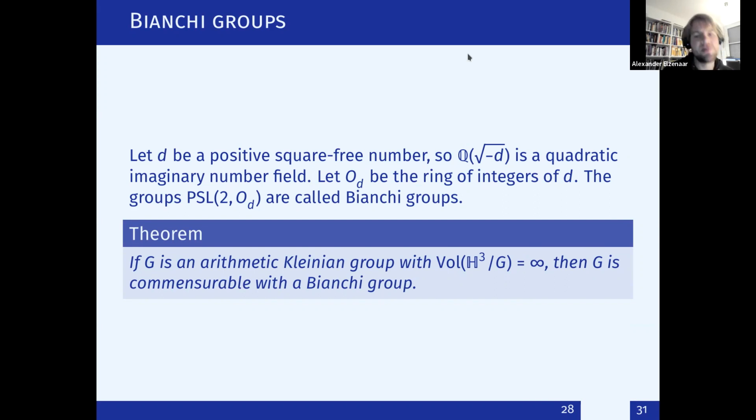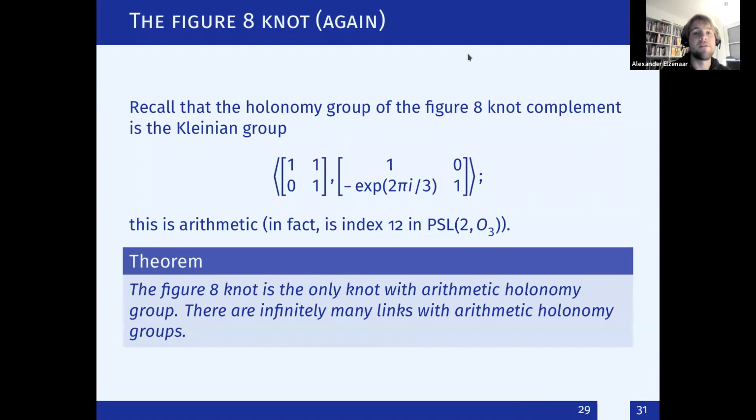Basically, the interest from the geometric point of view is these are well behaved with respect to volumes. So the figure 8 knot comes from an arithmetic group, and it's the only knot which comes from an arithmetic group, but infinitely many links, so knots with more than one component, do come from arithmetic groups. And you can see that it's arithmetic here because this is lying in a finite index extension of the integers. That's basically the idea.